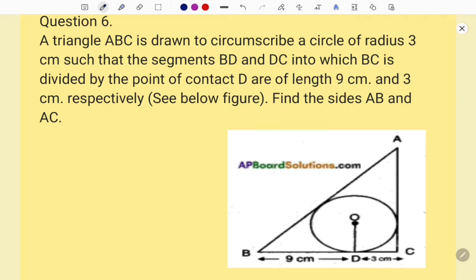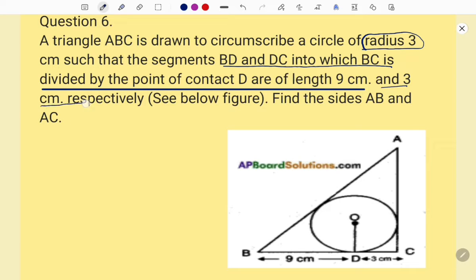Question number 6. A triangle ABC is drawn to circumscribe a circle of radius 3 centimeters, such that the segments BD and DC, into which BC is divided by the point of contact D, are of lengths 9 centimeters and 3 centimeters respectively. See the figure below. Find the sides AB and AC.